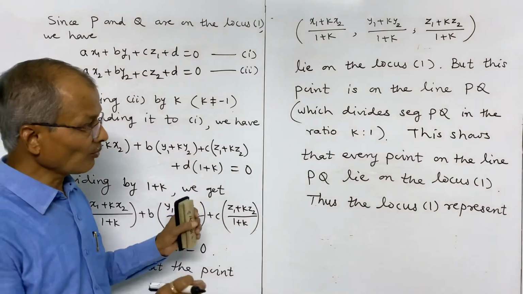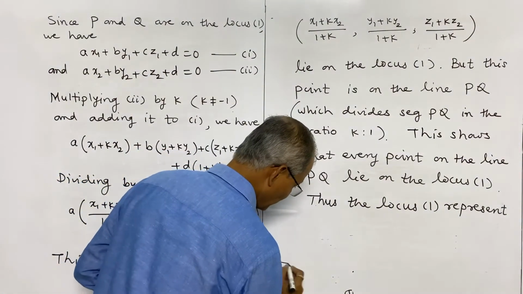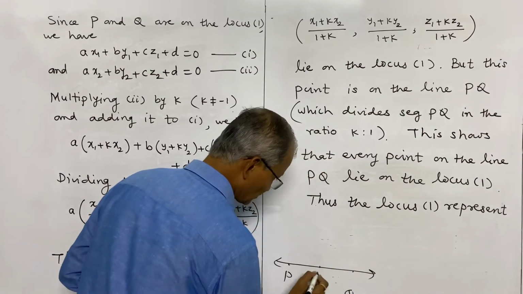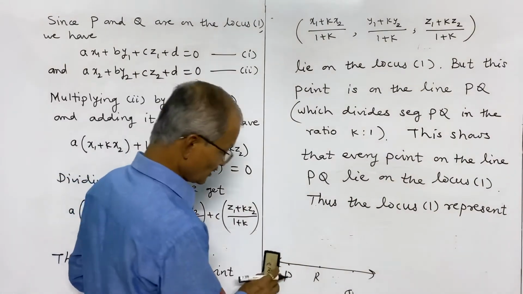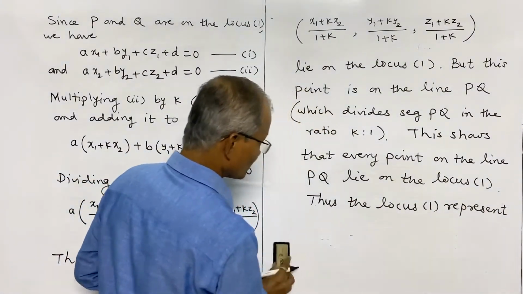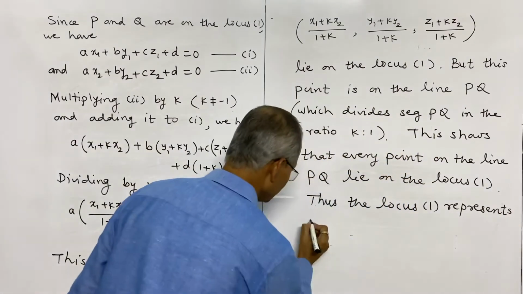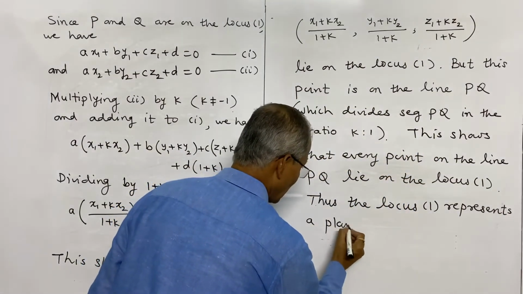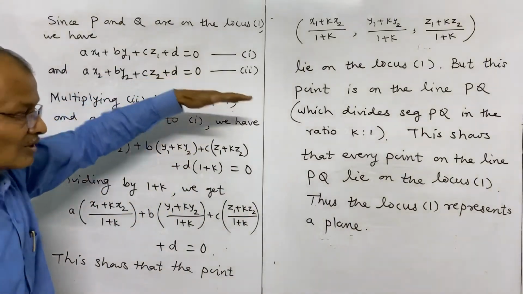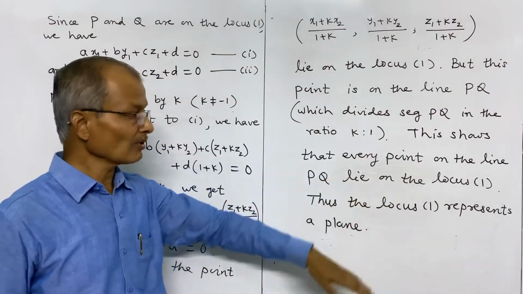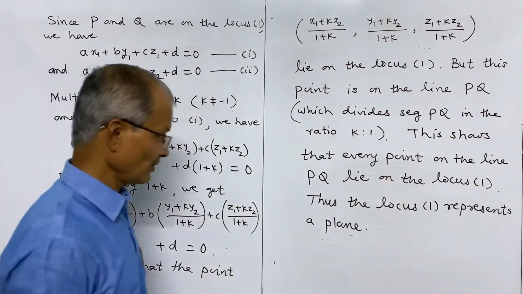If you take 2 points, then every point on the line joining these 2 points must be on the same surface, and then that is a plane. So this is what we have shown. Thus the locus 1 represents a plane. And what is locus 1? Locus 1 is of the first degree. So therefore, every first degree equation in xyz represents a plane.